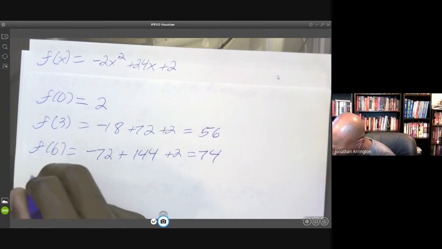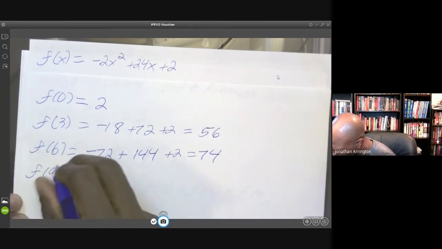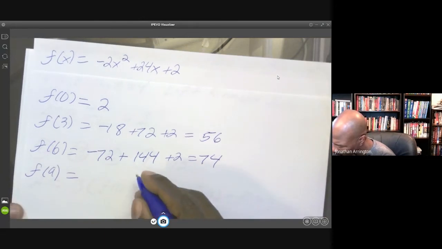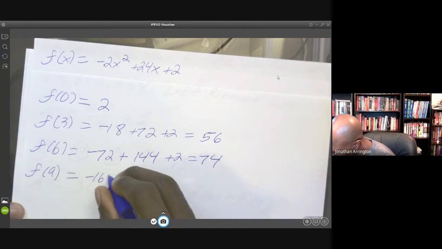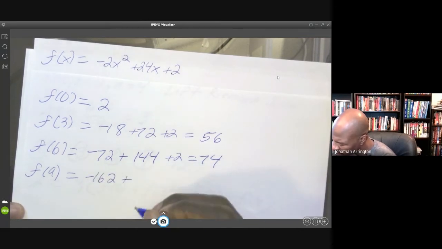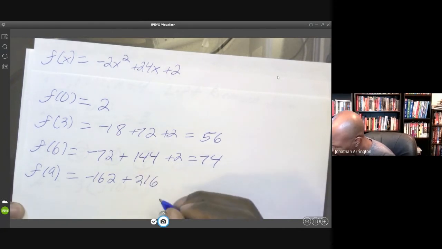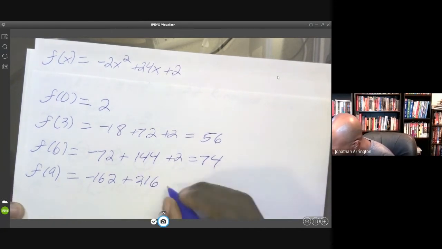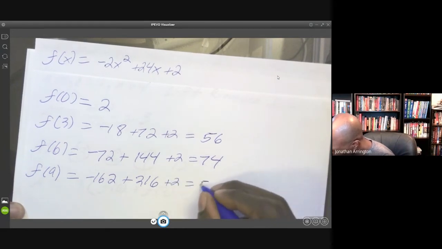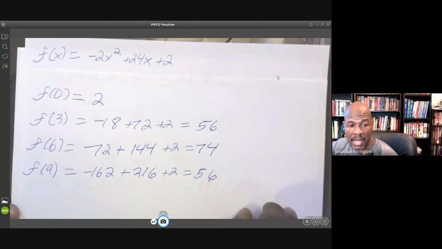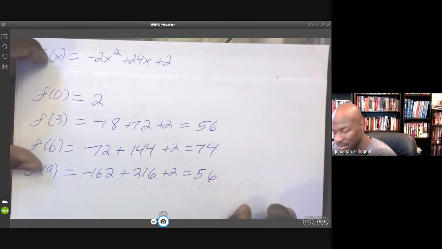And now, lastly, let's find f of 9. So f of 9 is negative 2 times 9 squared. 9 squared is 81 times negative 2 is negative 162. Plus 9 times 24. 9 times 20 is 180, and 9 times 4 is 36, so that's 216. So that's 54 right there, plus 2, 56. All right, so those are the values for f of 0, 3, 6, and 9. We'll just plug those into the expression and do the arithmetic.